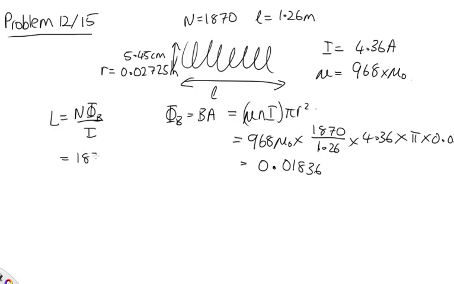Now all we need to do is substitute into here. So we've got 1870 times 0.01836 over this current, which is the 4.36. Solving that on the calculator, we get 7.87 henries. So that's how we do that one.